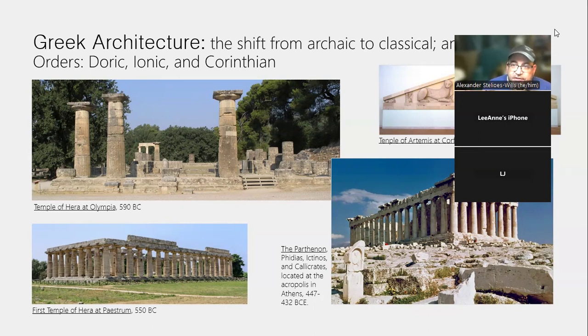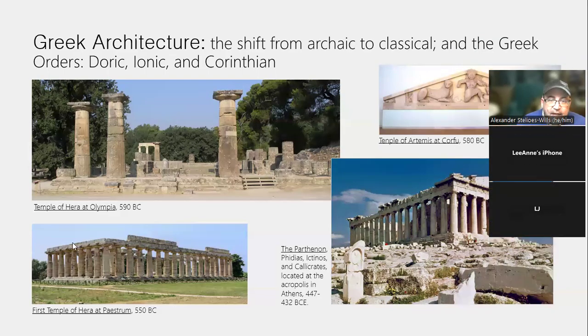So, in terms of art history, we're not going to be talking about ceramics that much because we talked about that in the previous lecture. We're going to be talking primarily about architecture and about sculpture.